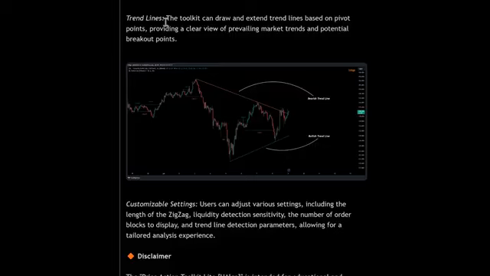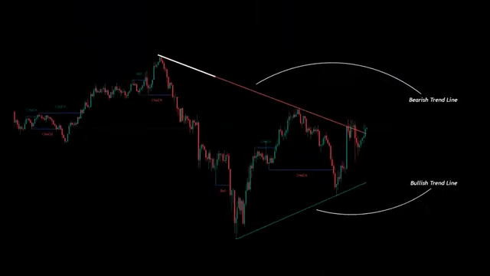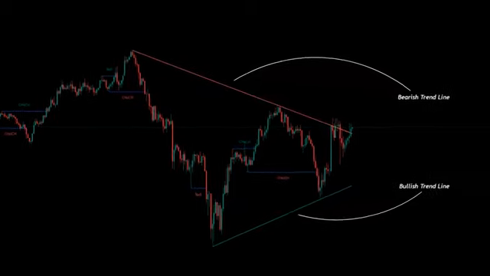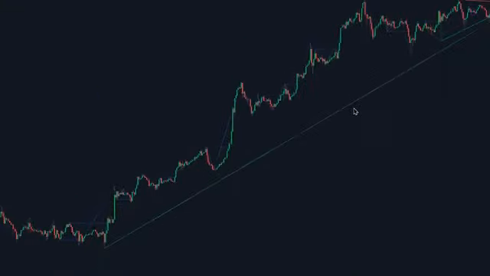The toolkit also draws and extends trend lines based on pivot points. These trend lines help you visualize the prevailing market trends and identify potential breakout points. When the price respects a trend line multiple times, it reinforces the validity of that trend line as a key level. Now, let's dive into how you can use this indicator in your actual trading.